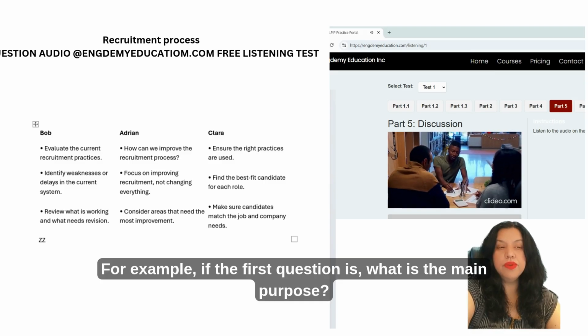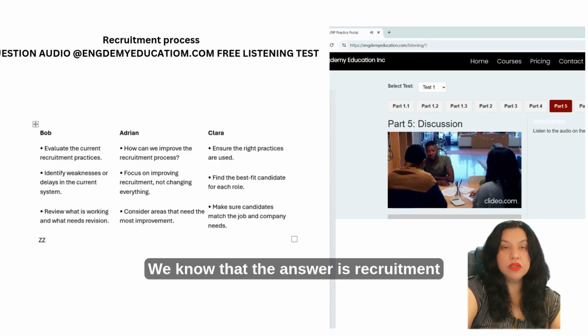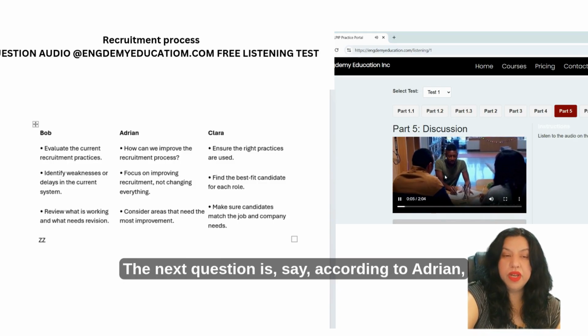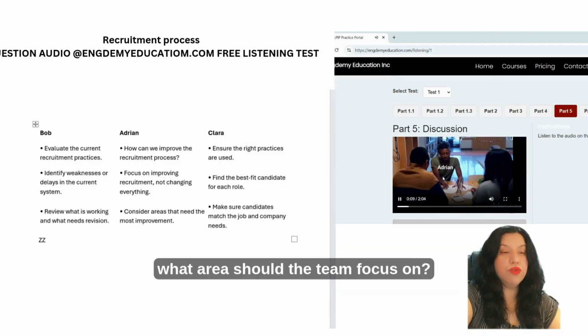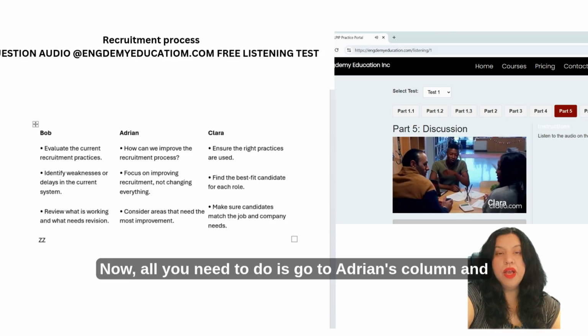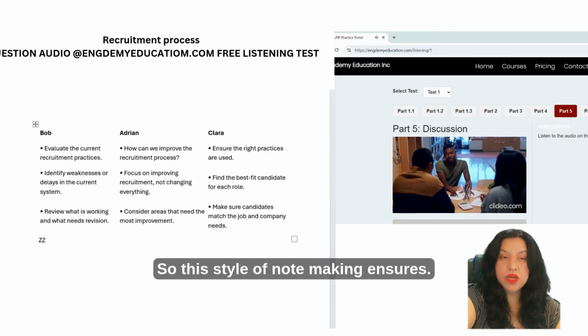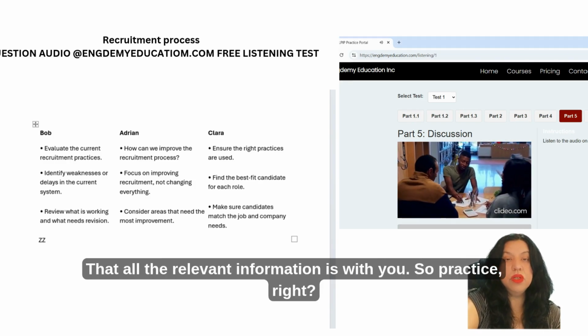For example, if the first question is what is the main purpose? We know that the answer is recruitment because we had it in our notes. The next question is, say, according to Adrian, what area should the team focus on? Now, all you need to do is go to Adrian's column and look for notes which talk about this. So, this style of note making ensures that all the relevant information is with you.